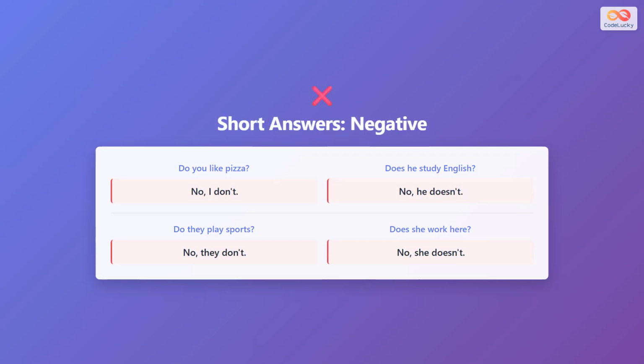Now let's learn negative short answers, which means saying no. When someone asks, "Do you like pizza?" you answer, "No, I don't." The don't is a contraction of do not. When asked, "Does he study English?" you say, "No, he doesn't," which is short for does not. Again, you use the same subject and auxiliary verb as in the question. With other pronouns, the pattern remains the same. "Do they play sports?" gets the answer, "No, they don't." And "does she work here?" gets, "No, she doesn't." Remember, in negative short answers, you use do not or does not in their contracted forms, don't and doesn't.